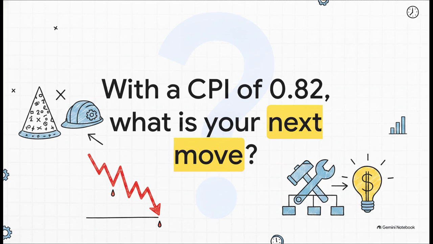Now that you know how to calculate a devastating CPI of 0.82, I challenge you, take off your math hat and put on your project manager hat. The data is telling you this project is bleeding. So as the decision maker, what's your next move to fix it? Keep that question in mind as you prep for finals, and I will catch you in the next explainer.